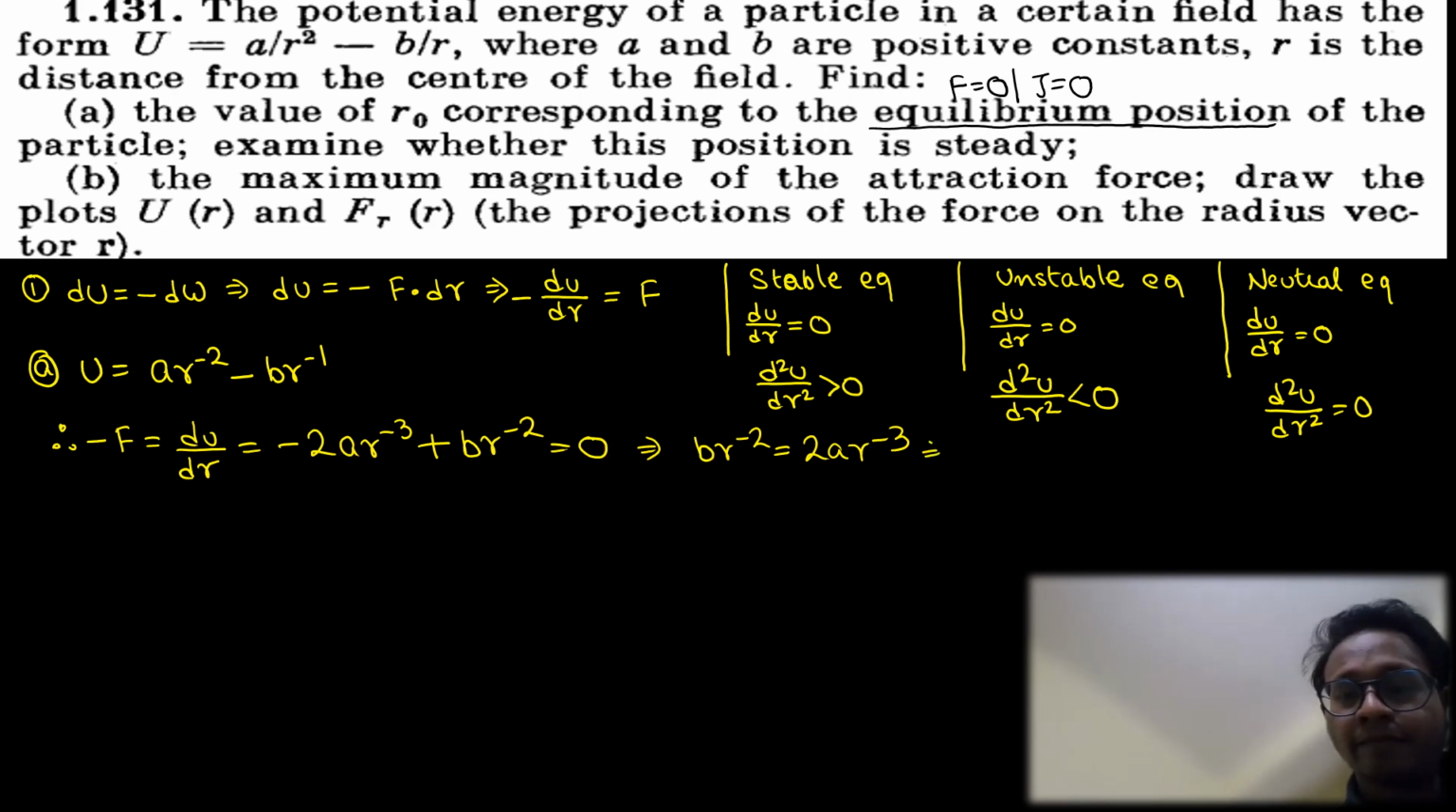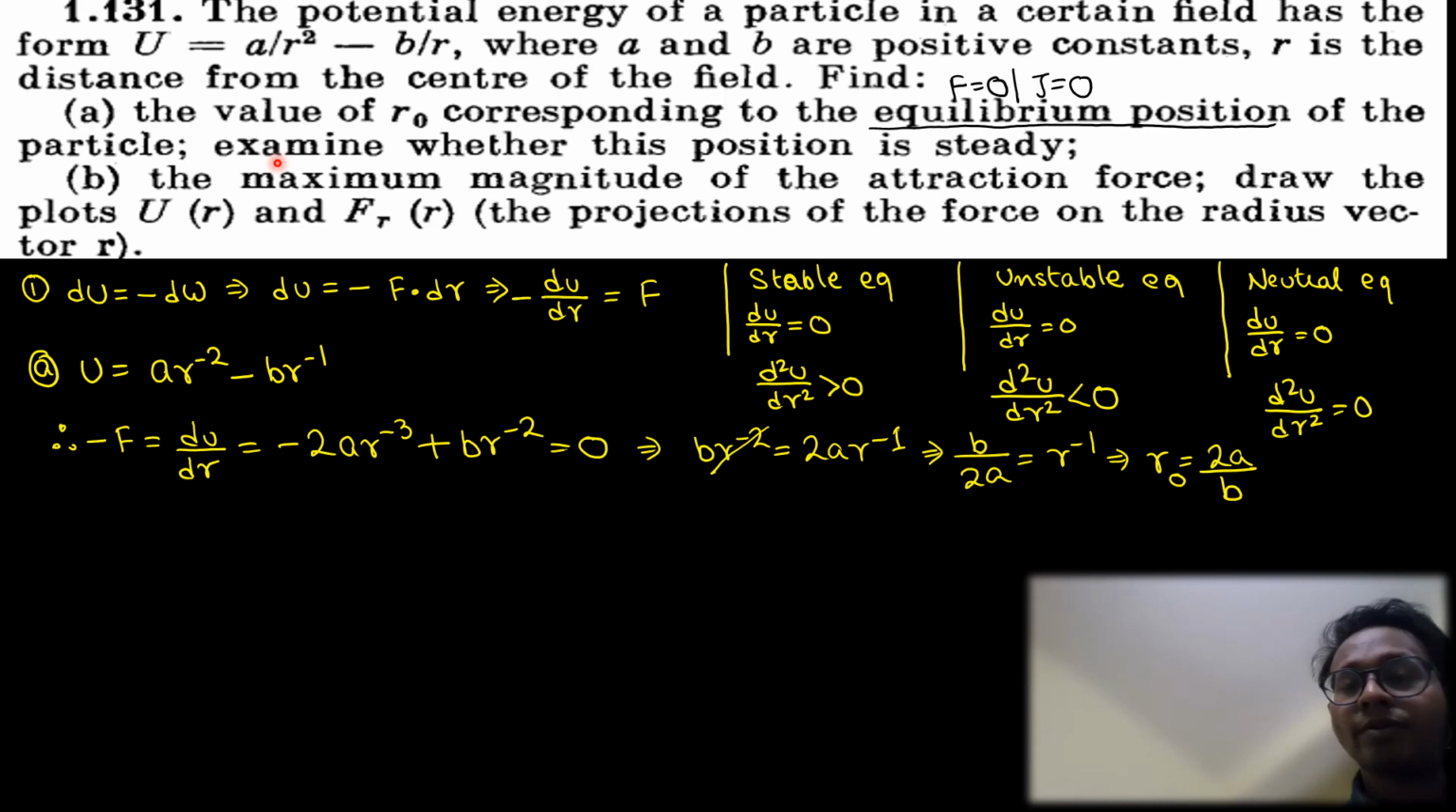Here, r to the power minus 2 and minus 3 would get cancelled and this becomes r to the power minus 1. So r to the power minus 1 is equal to b by 2a, or 1 by r is equal to b by 2a, or r is equal to 2a by b. So the value of r naught for which the total force becomes 0, or the equilibrium position is achieved, is r naught equal to 2a by b.